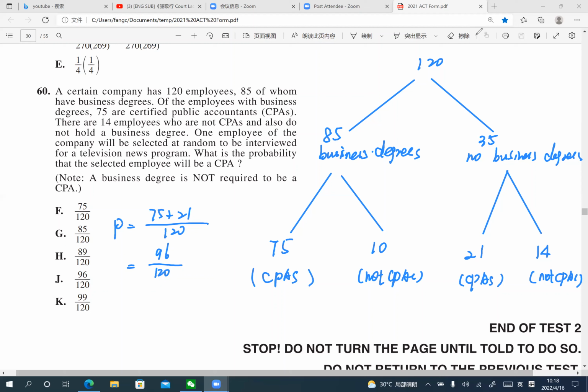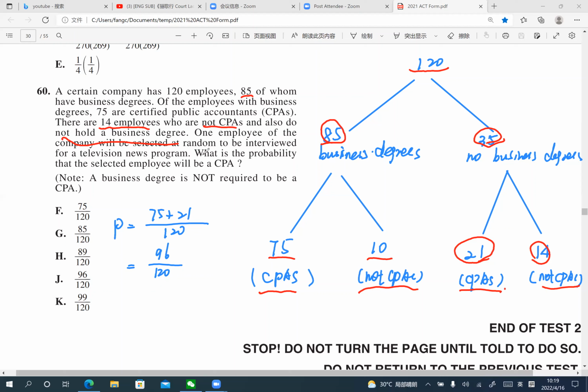So question 60. There are 120 employees. From the first sentence, 85 of whom have business degrees. So 85 have business degrees, which means 35 don't have business degrees. Then the second sentence. Of the employees with business degrees, 75 are certified public accountants. So of the 85 employees who have business degrees, 75 are also CPAs, which means 10 of them are not CPAs. Continue. There are 14 employees who are not CPAs and also do not hold a business degree, which means of the 35 employees who don't have business degrees, 14 of them are also not CPAs, which means 21 of them are CPAs.